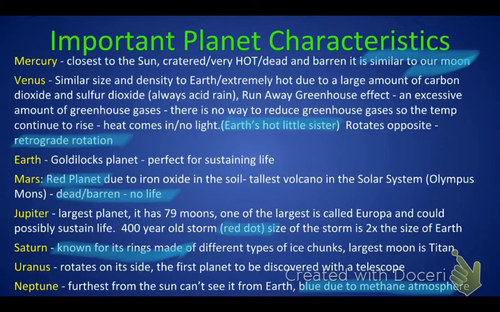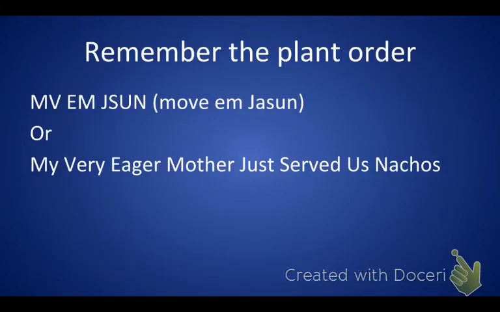And so we remember the order of our planets by using an acronym, which is My Very Eager Mother Just Served Us Nachos. Or if you can remember "Move Jason," that will help you remember as well. M-V, Move, M-E-M, Jason, J-S-U-N, Move Jason. That will help you remember the order of the planets from the sun and outward.